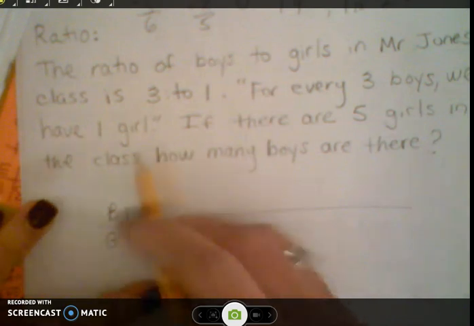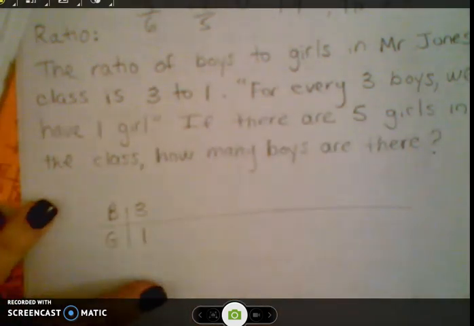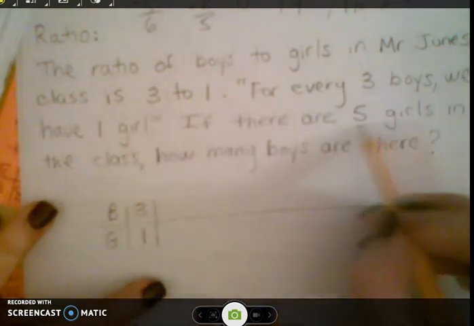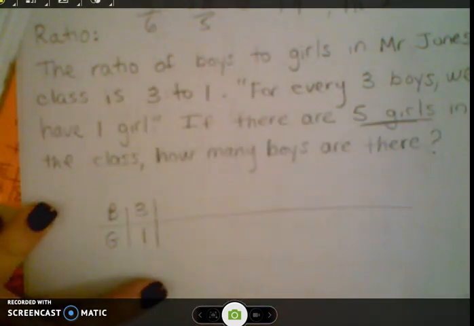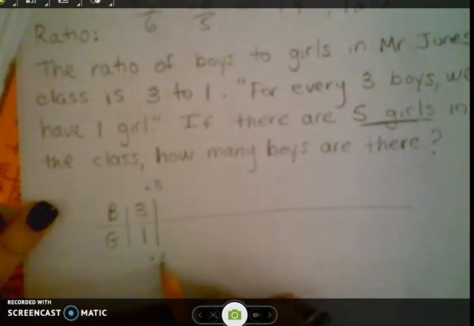I know that for every 3 boys, we have 1 girl. That means every time we add 3 boys to the group, we have to add 1 girl. The target we're looking for is what if there were 4 girls in the class? So every time we add 3 boys to the class, we have to add 1 girl.